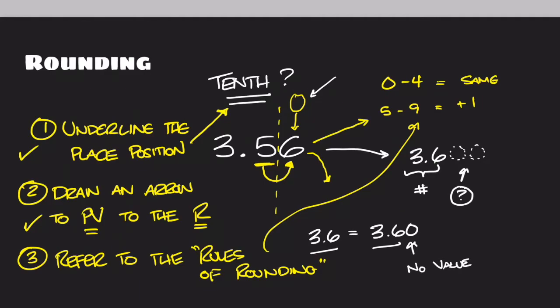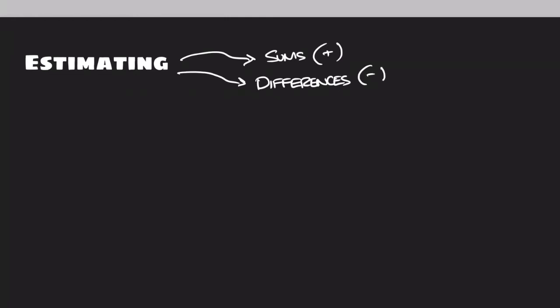But now let's transition into what we call estimating. When we look at estimating, we are going to look at it from three mathematical perspectives. We're going to talk about sums, which is addition. We are going to talk about differences, just subtraction. And we are going to talk about products, which is multiplication.